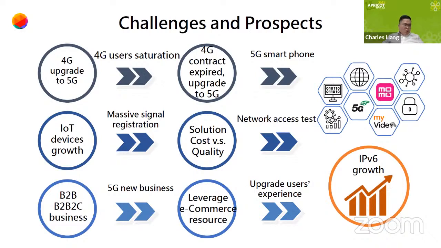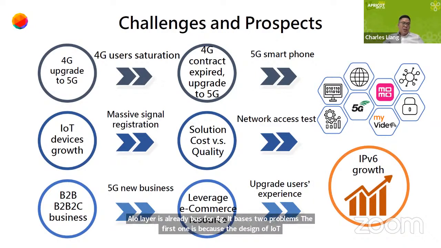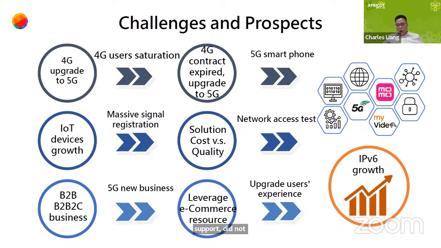The second one is IoT devices increasing the usage rate of IPv6. Although there are already devices for 4G, they face two problems. The first one is that the design of IoT software did not consider the interworking with the network side. It occasionally faces some overloading problems of massive signal registration after a software update.